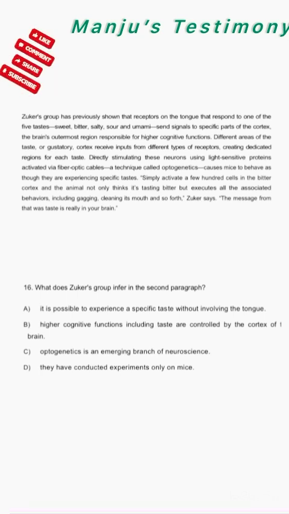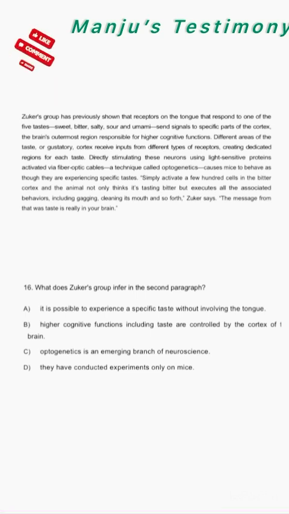So the taste is a sensation. Okay, so we cannot include taste with the higher cognitive function. So option B says that higher cognitive function including taste are controlled by the cortex of the brain. So this is a wrong statement, that higher cognitive function is something different than taste. So from the meaning itself we can eliminate option B.